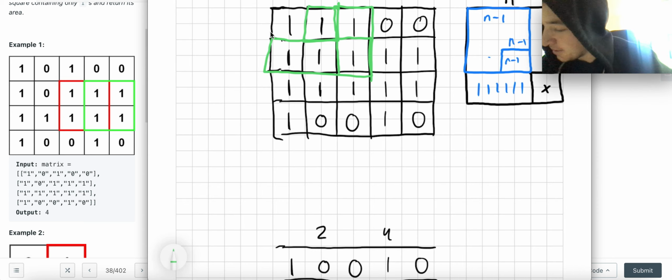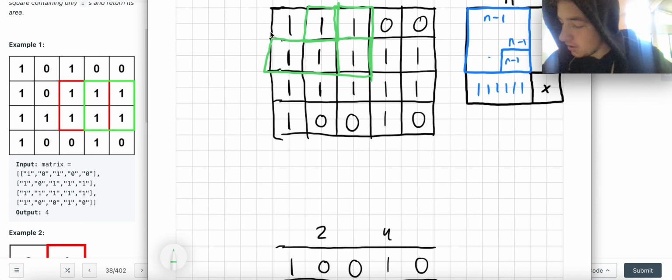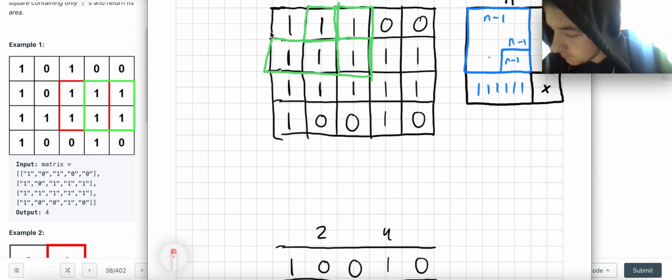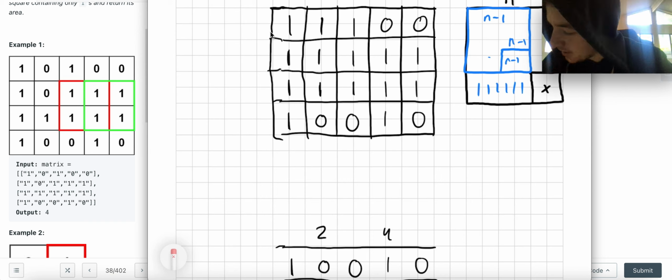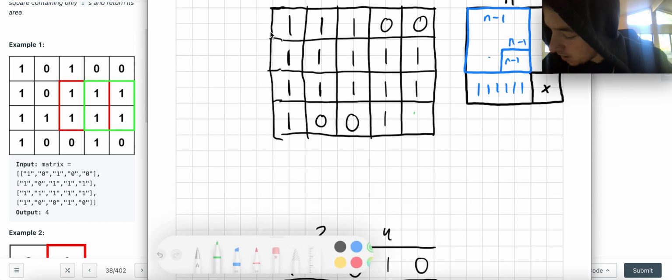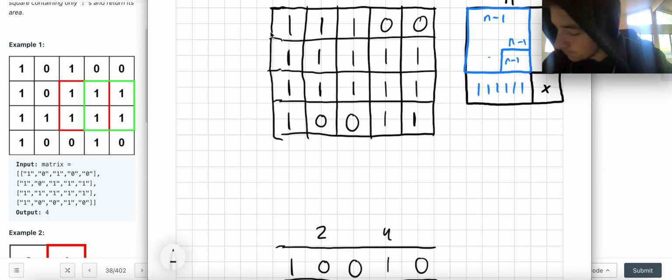So what's a good example of that? Let's imagine that here, this was a 1.